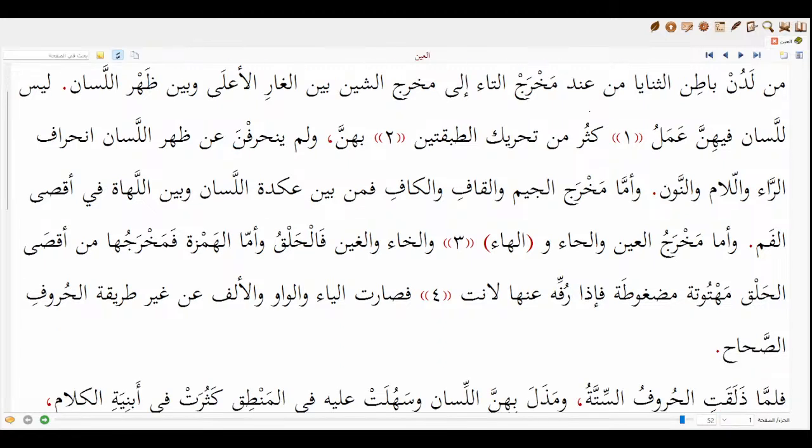وأما مخرج العين والحاء والهاء, as for عين, حاء and هاء, والخاء والغين فالحلق, these are pronounced in the throat. وأما الهمزة, as for hamza, فمخرجها من أقصى الحلق مهتوتة مضغوطة فإذا رفها عنها لانت فصارت الياء والواو والألف عن غير طريق الحروف الصحاح. So as for Hamza, its place of pronunciation is from the furthest end of the throat, in the state that it is mahtuta and madghuta. Madghuta means it is pressed. It's a pressing that happens in the throat. And mahtuta, let's see what mahtuta means.